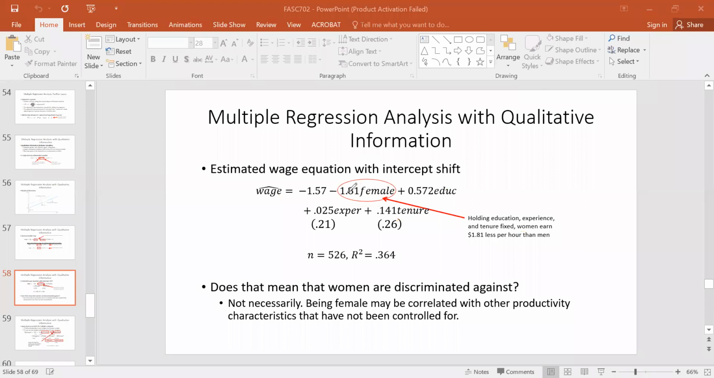And we say that when you do this, it doesn't necessarily mean there's discrimination. It's possible that men are actually more productive than women. We are just saying be careful. This does not actually mean discrimination unless you have done more to explain this negative relationship. Being female may be correlated with other productivity characteristics that have not been controlled for. So it's possible that nobody is discriminating, but women are not seen or do not work as productively as men.